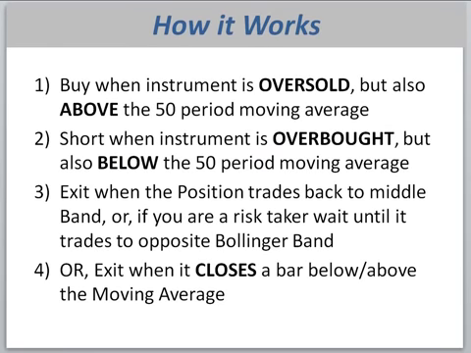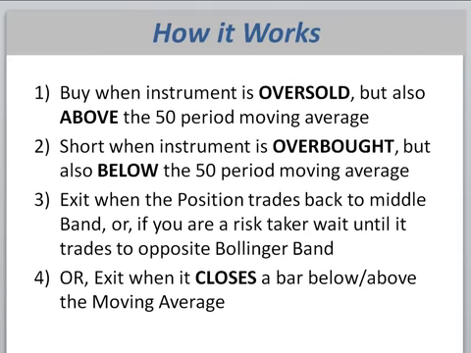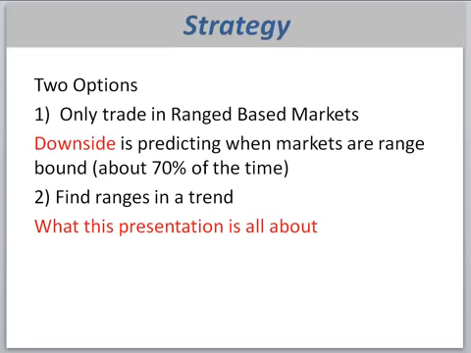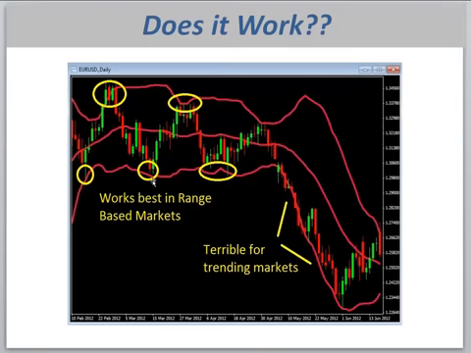Okay, so how it works, we're going to be buyers. I'm going to put out all the rules, and then we're going to look at a couple of charts. We're going to be buying when an instrument is oversold. We said before we're going to be buying, let's go back to our charts here. We're going to be buying when our instruments are oversold, when they trade around the lower Bollinger Band, and we're going to be shorting and selling when they become overbought.